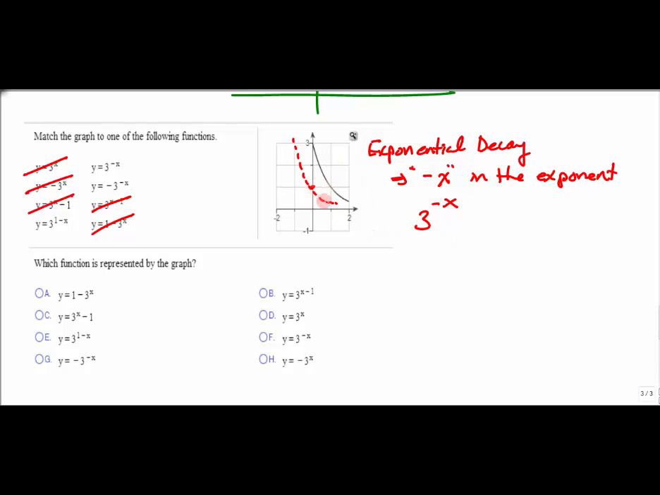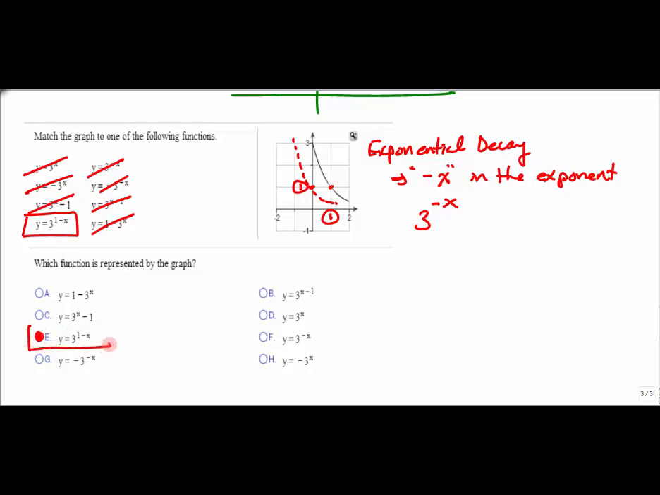So let's check a few of these points. If I plug in a 1 for my value of x, this says I get out a 1 for my value of y. So if I plug a 1 in here, 3 to the negative 1, that's equal to 1/3. So it can't be this one. This one, if I plug in a 1, I have 3 to the negative 1, which is 1/3, and this says to negate it. So it looks like I'm left with 3 to the exponent 1 minus x. So I think our answer here is E.